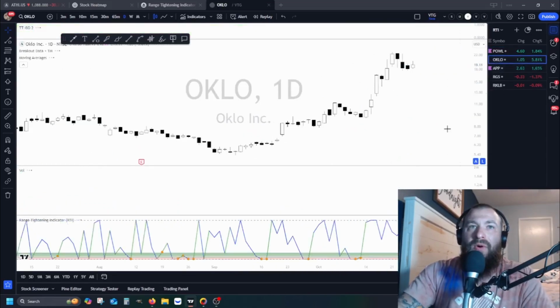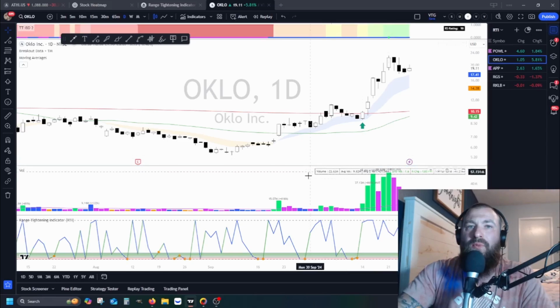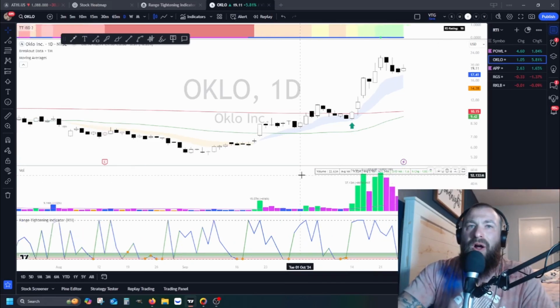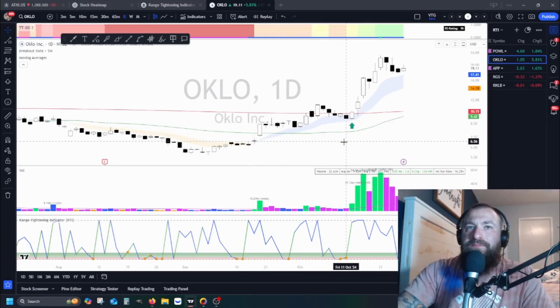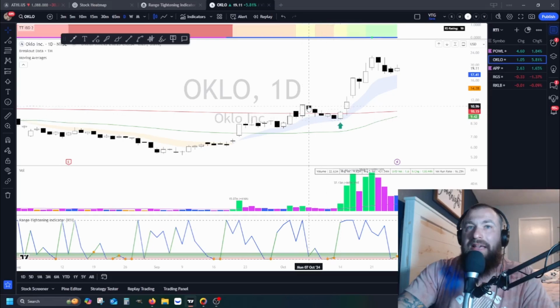Next, we'll look at OKLO, and what this is a great example of is when you have a delayed entry after a big run-up. This is sort of like a sell-off into the moving averages, and then you have those 4 days of tight closes under that 20, which is why you get these 2 dots here, and then you get that big momentum burst out of this consolidation here.